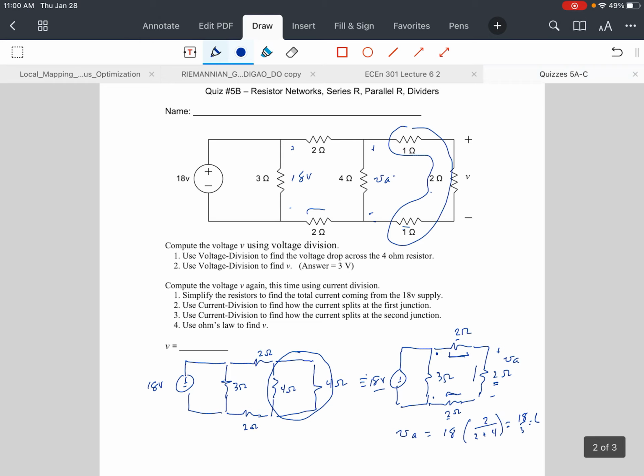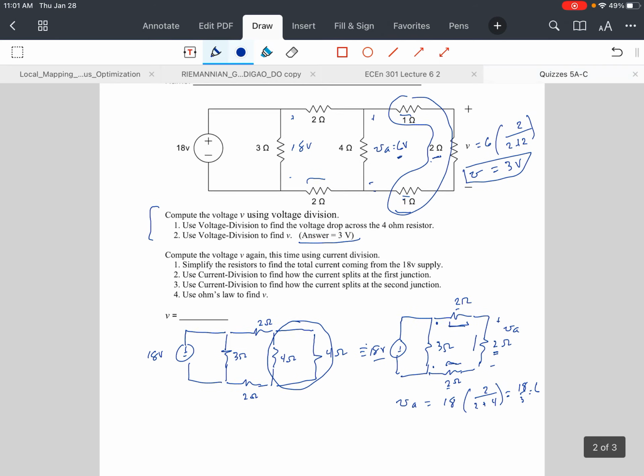So VA is equal to 6 volts. And now the 6 volts gets divided over this 2 ohm resistor. V is going to be 6 times 2 divided by 2 plus, and now these resistances are in series relative to this voltage divider, so 2 plus 2, so that would be 3 volts. So V is equal to 3 volts. I guess they give us the answer, but we got the right answer. So that's basically how you would do it using voltage division.